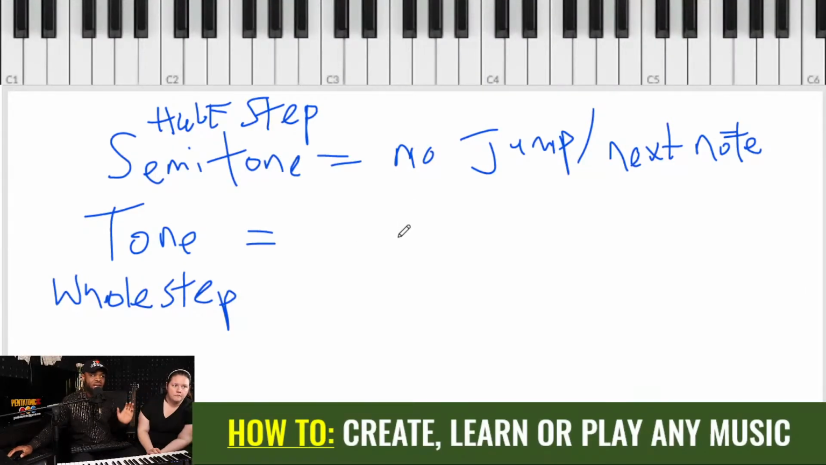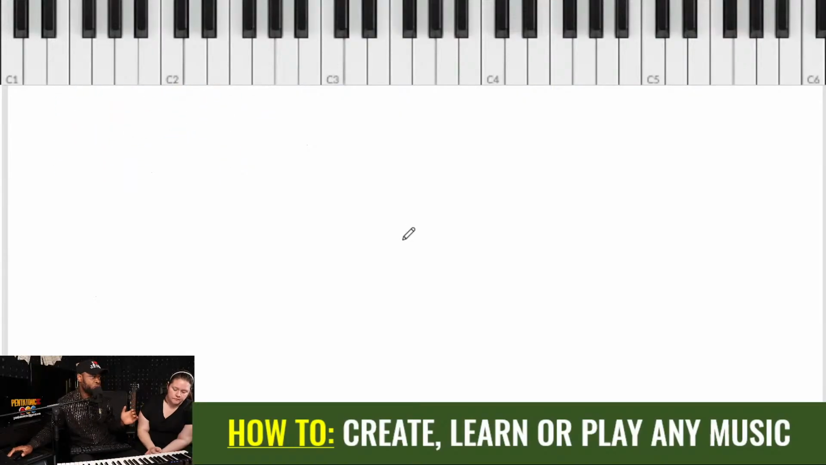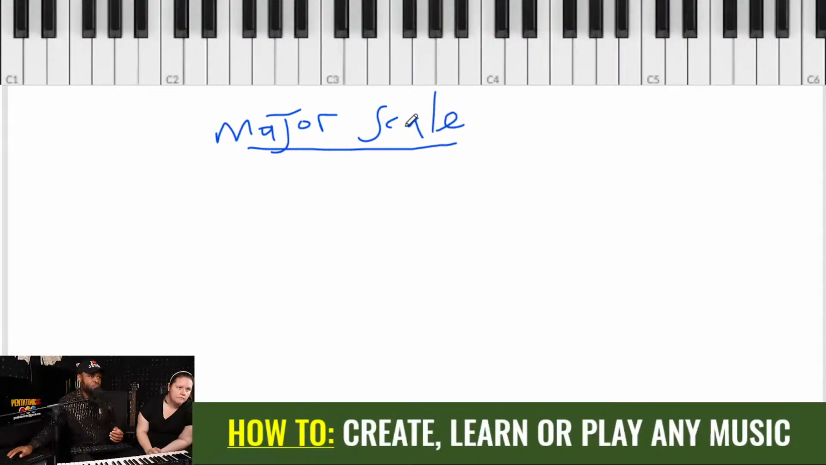So now, why is this important? Because we're going to use this concept to build our major scale. So why are we building the major scale? Because most of the music you hear, most of it is actually from a major key or a minor key. So in this case, we are starting with a major, which can be gotten from the scale.